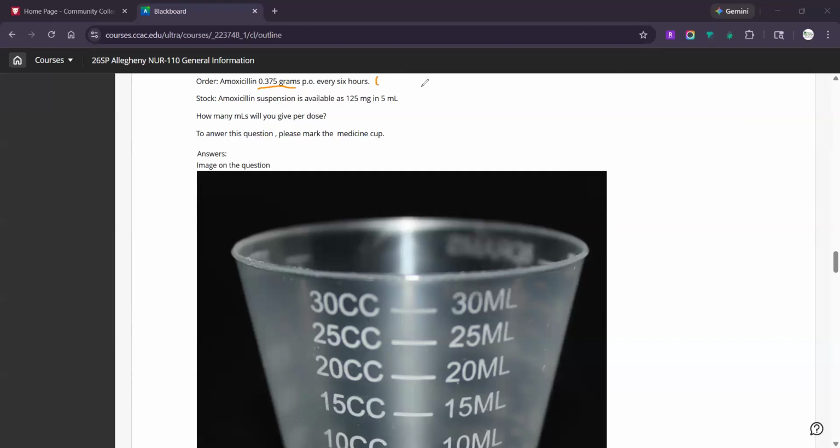If you run into an issue where you are asked how many mLs to give per day, then just know that you would multiply your answer by 4, but it's only if it asks for it per day. Stock is our available. The 125.